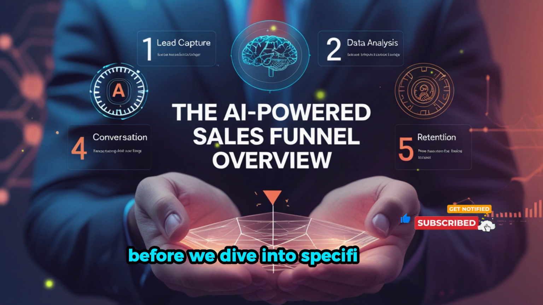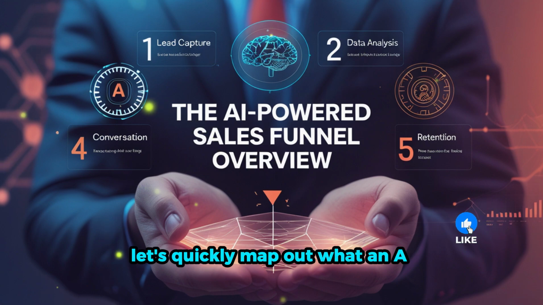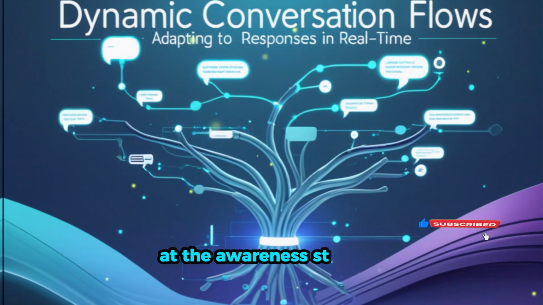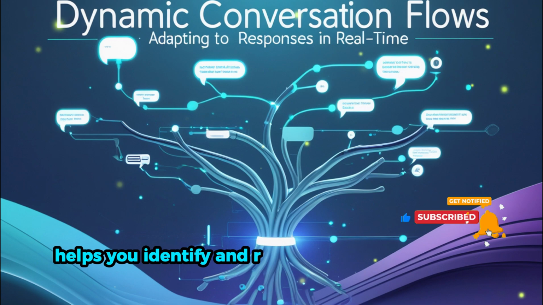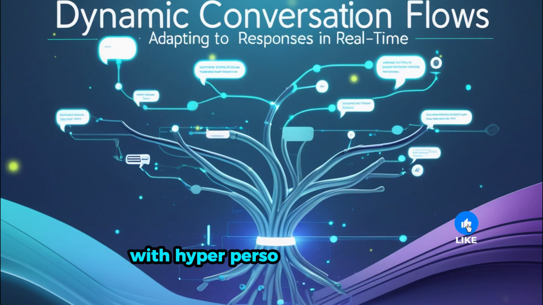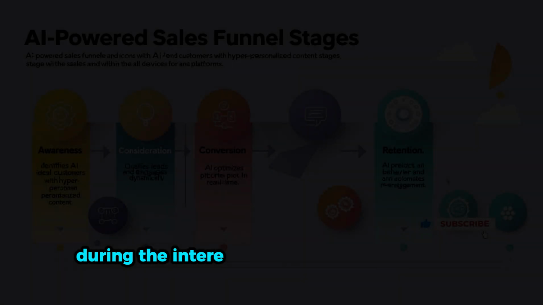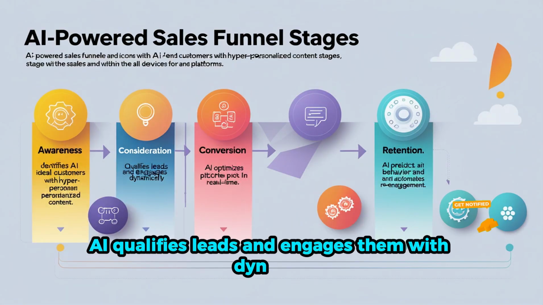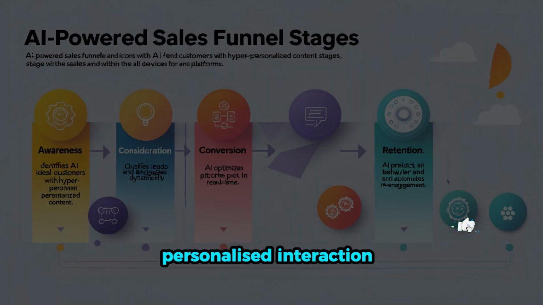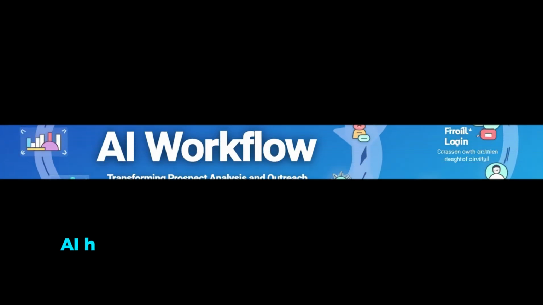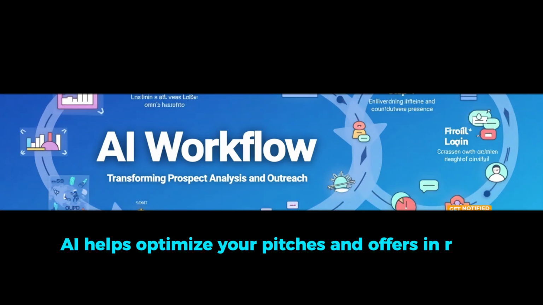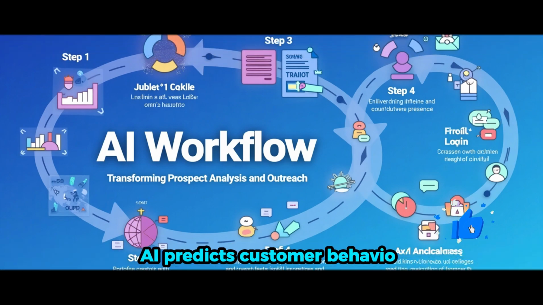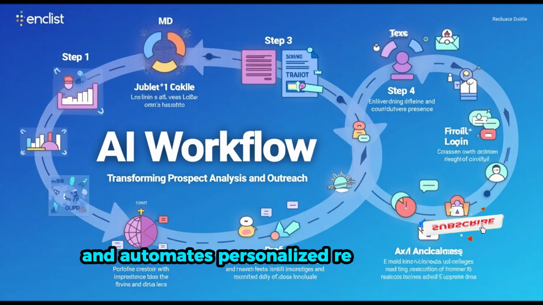Before we dive into specific tools, let's quickly map out what an AI-enhanced sales funnel looks like in 2025. At the awareness stage, AI helps you identify and reach your ideal customers with hyper-personalized content. During the interest and consideration phases, AI qualifies leads and engages them with dynamic, personalized interactions. At the conversion stage, AI helps optimize your pitches and offers in real time. And finally, for retention, AI predicts customer behavior and automates personalized re-engagement.